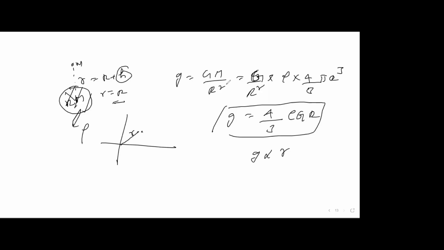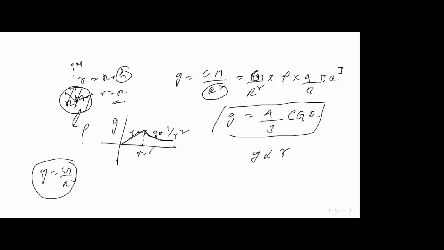If I take small r, inside the radius the value of g varies linearly. Outside, what happens, for more than R? It follows g is equal to GM by r square, the maximum being at the surface of the earth. As r increases, it decreases with this kind of profile. Sorry, not a rectangular hyperbola; it is a 1 by r square profile. This is how g varies.